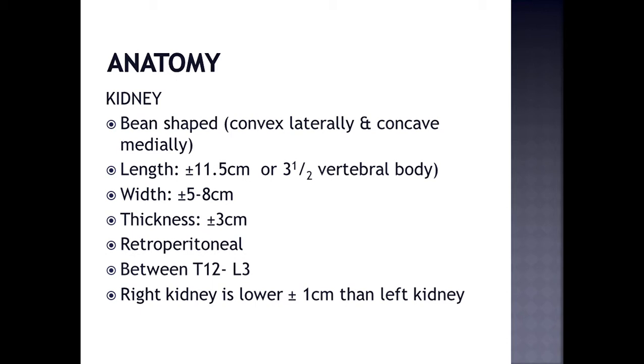So, coming to the main organ of the urinary system, the kidneys. The kidney is a bean-shaped organ which is convex laterally and concave medially. It has a length of about 11.5 centimeters or 3.5 vertebral bodies and a width of about 5 to 8 centimeters. The thickness of the kidneys is about 3 centimeters. Kidneys are retroperitoneal organs spanning between the T12 and L3 vertebra, and generally the right kidney is about 1 centimeter lower than the left kidney. The reason being the liver pushing down the right kidney.